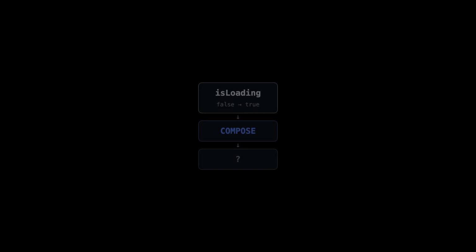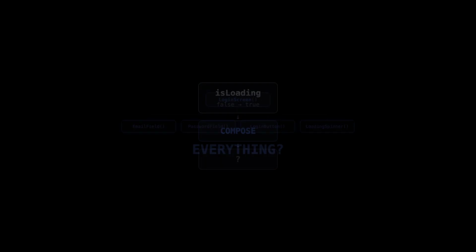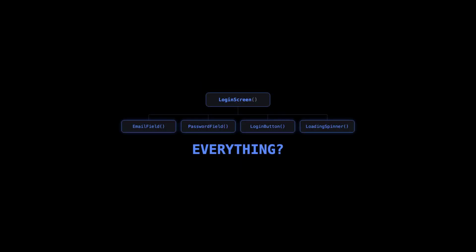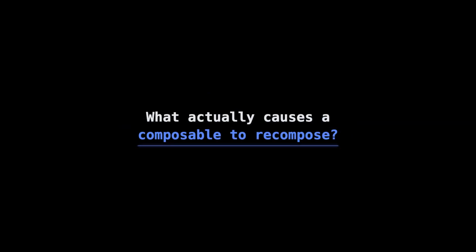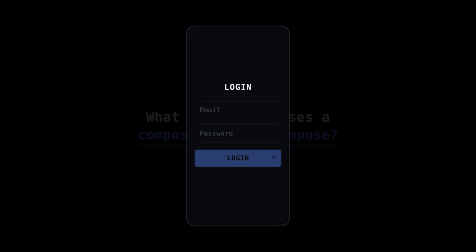Right. Because how did Compose actually know that specific state changed? I mean, did it execute the entire screen again just to show the spinner? Or how did it know exactly what needed to update? Exactly, what actually causes a composable to recompose? Now that is the big question. And that is exactly the engineering mystery you should ponder the next time you stare at a loading spinner.